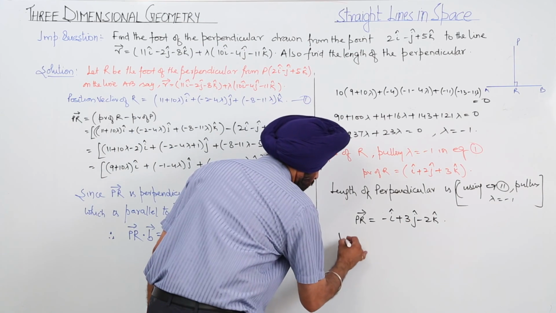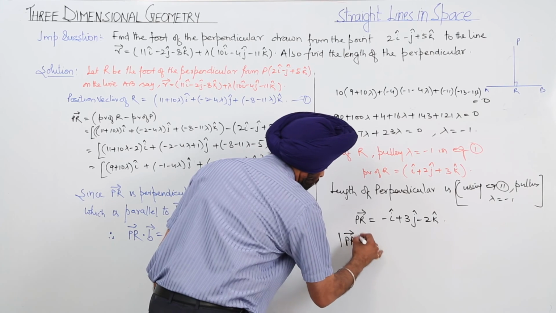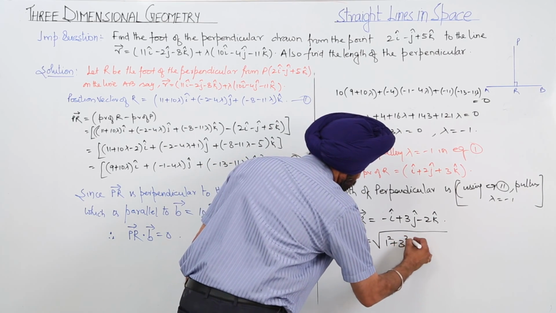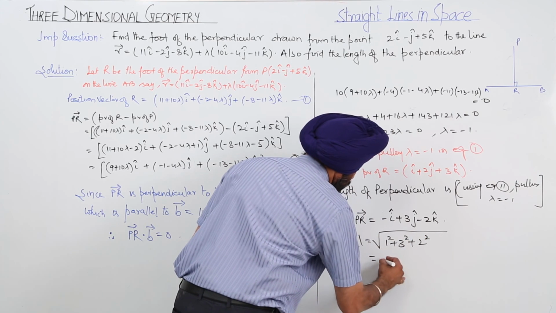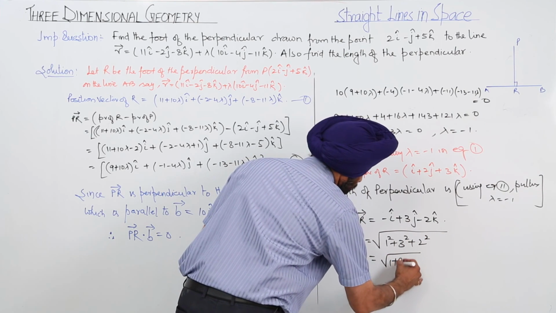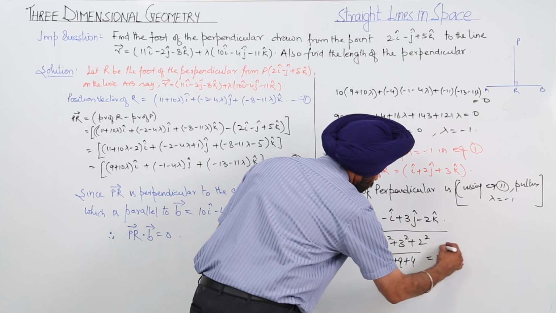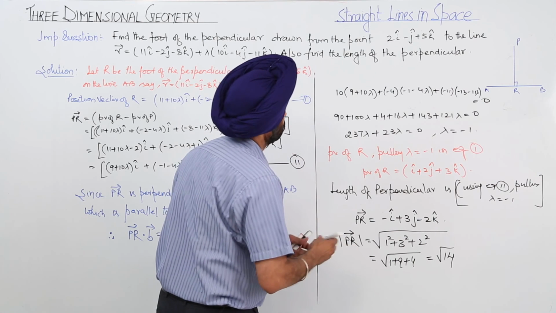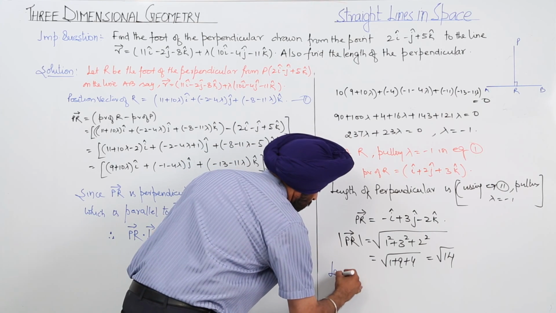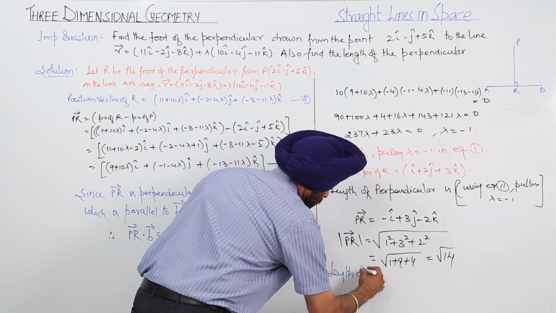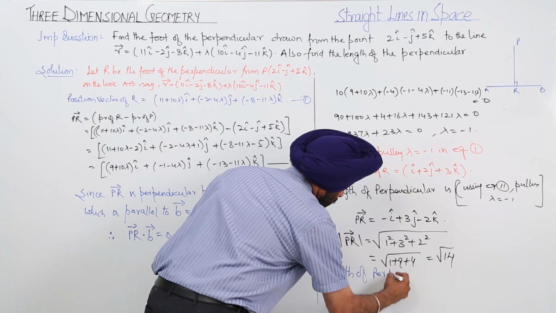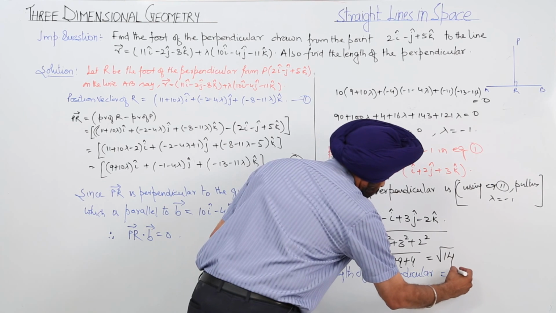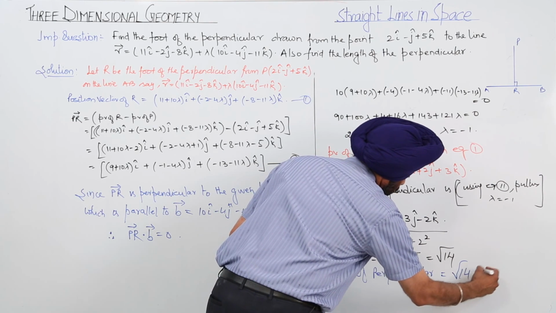Now magnitude of PR is equal to square root of 1 square plus 3 square plus 2 square. This is equal to 1 plus 9 plus 4, which is square root of 14. Length of perpendicular is equal to square root of 14 units.